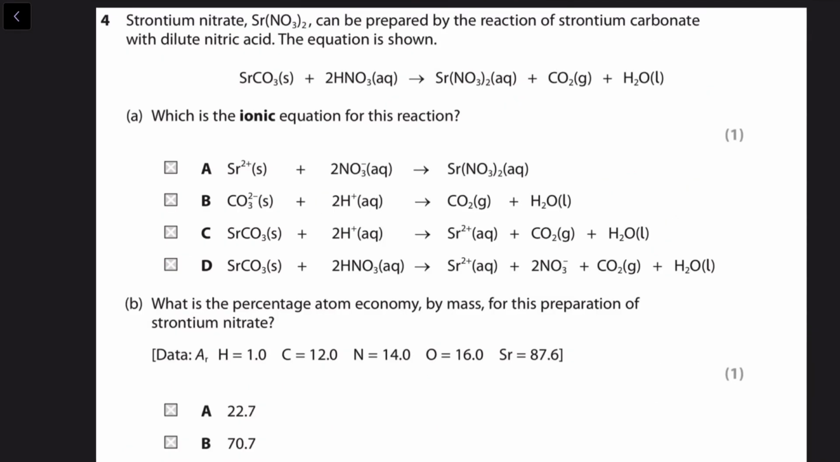This question is about ionic equations. Strontium nitrate can be prepared by the reaction of strontium carbonate with dilute nitric acid. The equation is shown: strontium carbonate solid plus 2HNO3 aqueous forms strontium nitrate aqueous, carbon dioxide gas and H2O liquid. First identify the aqueous ionic compounds and aqueous acids in this reaction. HNO3 is an acid, strontium nitrate is an ionic compound. Then you can split them into ions.